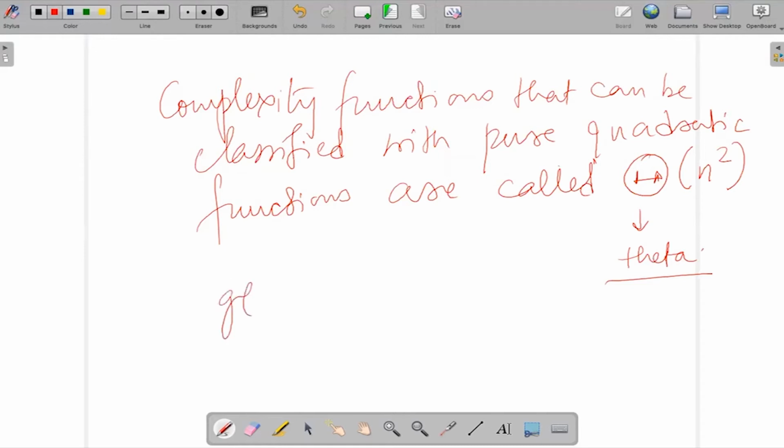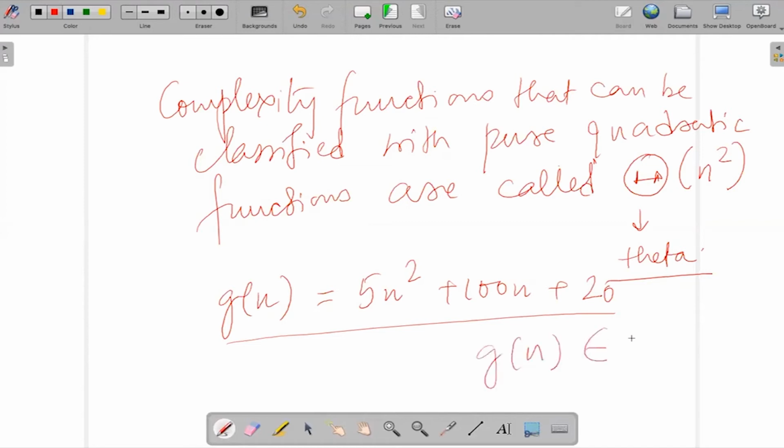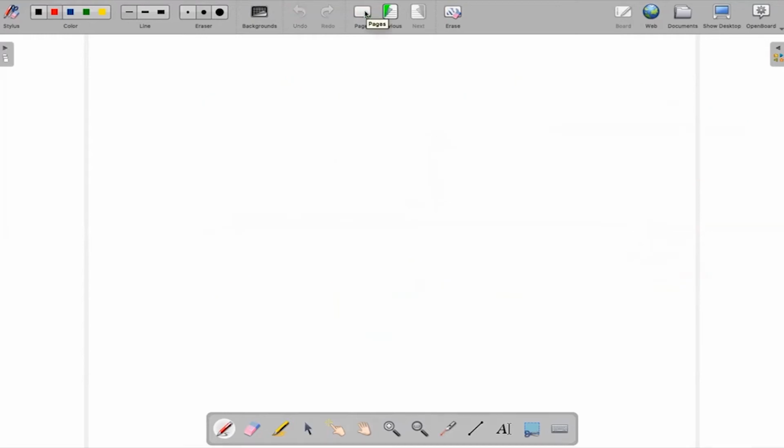So suppose we have some function g(n) equals 5n square plus 100n plus 20. Since this can be eventually classified by a pure quadratic function, we can say that g(n) is theta of n square. We will come to a more rigorous definition of theta soon, but this is like the first level idea in terms of complexity functions.